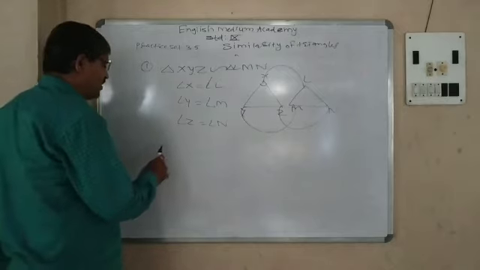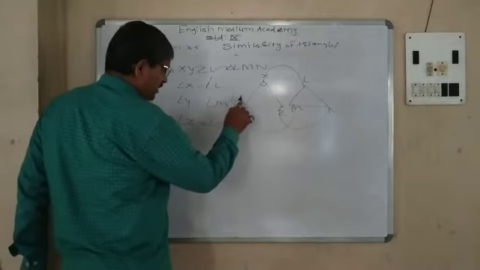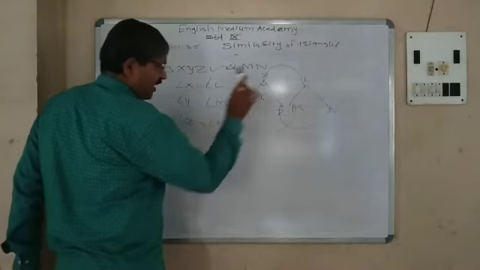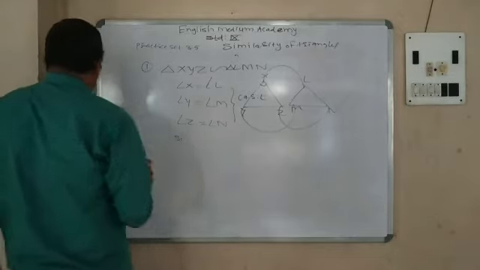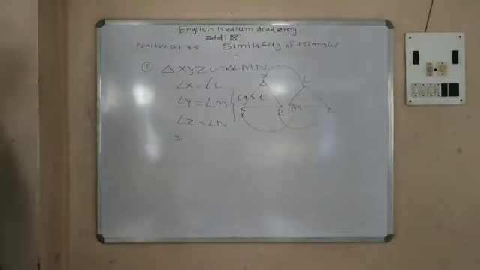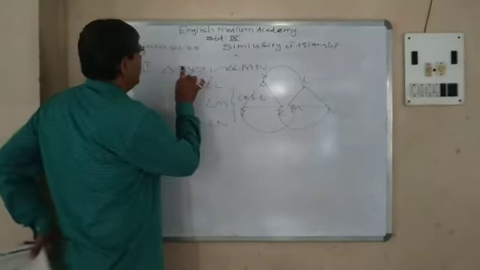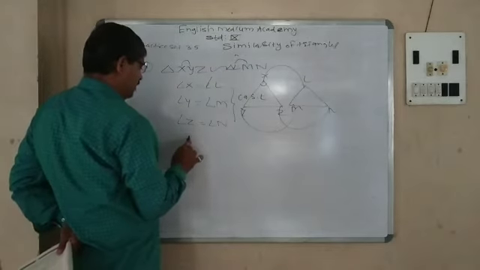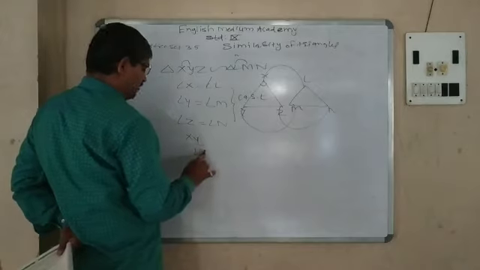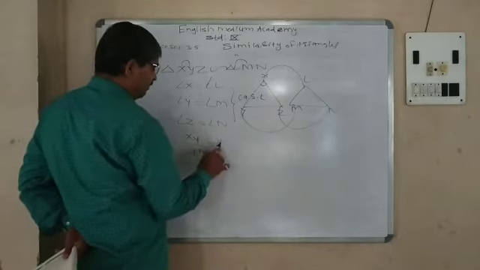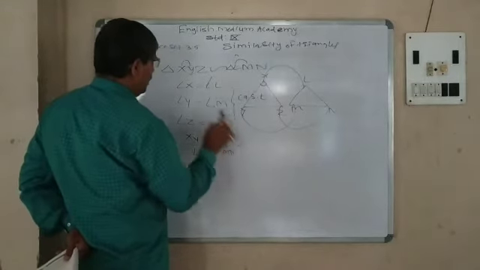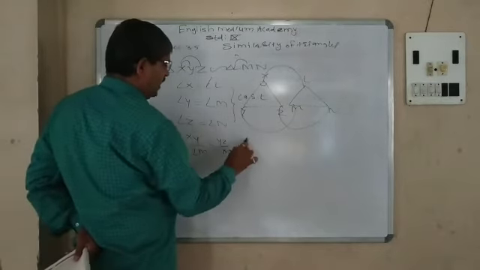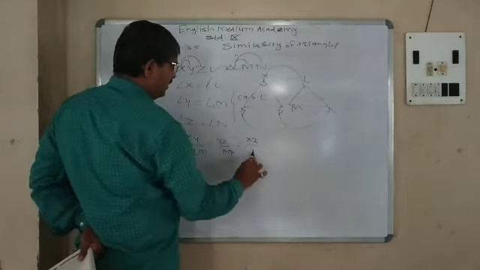Now we have to write the corresponding sides. These are the corresponding angles of similar triangles. In a similar way, we will write the sides. You may write directly. First pair XY and first pair LM: XY upon LM. Now the second pair YZ and MN is equal to the first and third, XZ and LN.